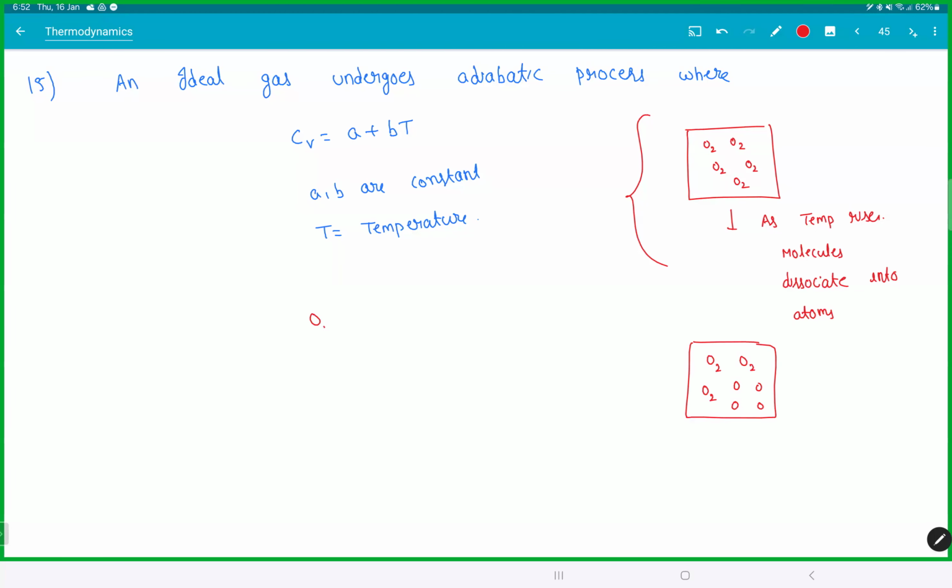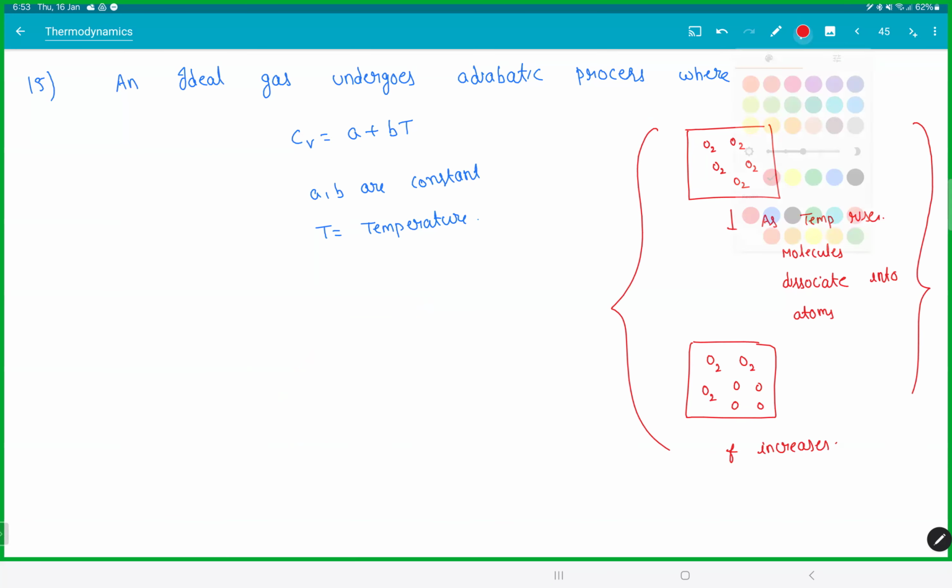Now see what happens. If you take an O2 molecule, how many degrees of freedom are there? 5. But if this breaks down into O and O, how many degrees of freedom are there? 3 translational each, so 6. Did you see what happened? The degrees of freedom are changing because the molecules are dissociating. Exact scenario we don't know, but the number of degrees of freedom increases. We'll not get into more, but such a thing can happen. So CV is not constant.